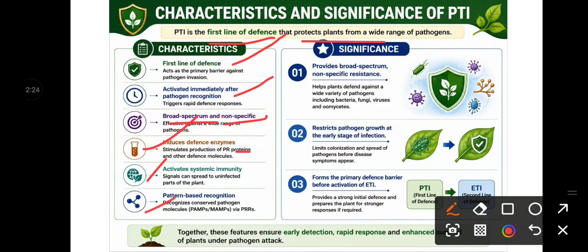Then it is pattern based recognition because it is recognizing the PAMP molecule. Then significance: it provides broad spectrum and non-specific resistance. It restricts the pathogen growth at an early stage of infection. See, the ETI restricts the pathogen at an advanced level, but at the initial stage the PTI is restricting the pathogen. So it forms the primary defense barrier before activation of ETI.